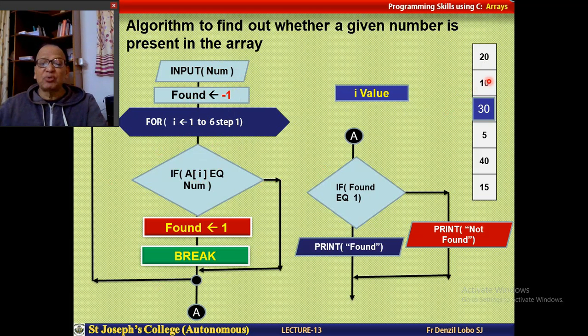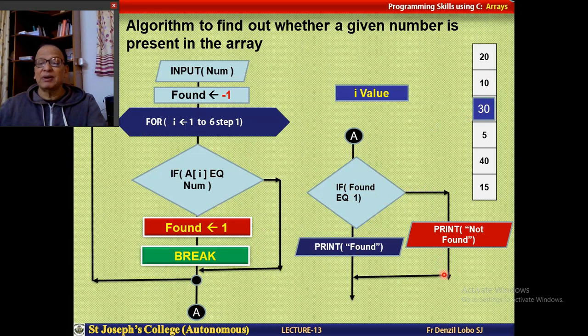Then I becomes 2. Is E of 2 equal to 30? No. I skip. Then I becomes 3. Then I'm going to ask, is E of 3 equal to 30? Yes. Therefore, I will come out and break the loop. There is a command called break. I break the loop. I don't have to go further. I come out here. Then if found is equal to 1, I say the number is present, or if it is not there, then I say that it is not present.